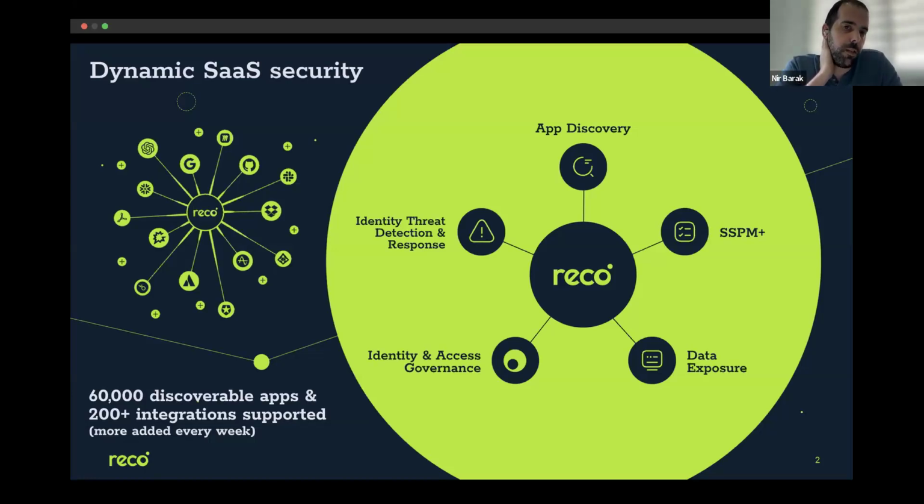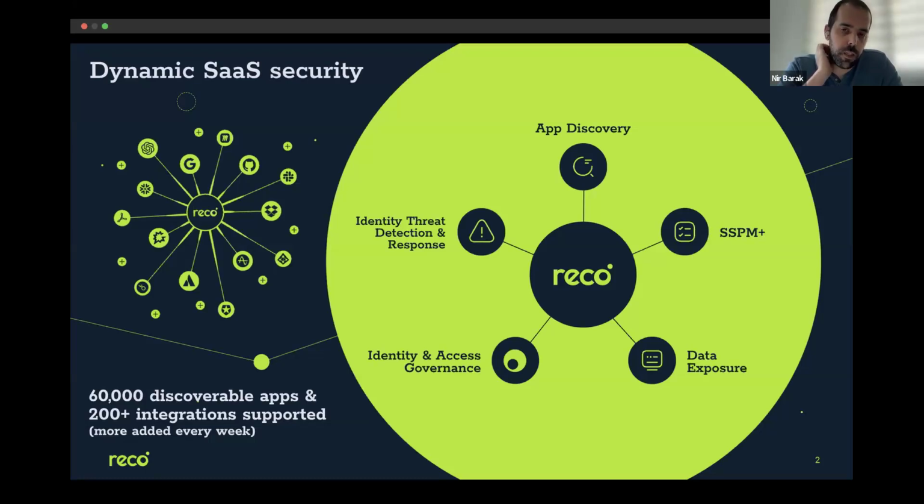That means we can actually connect via API to these applications and fetch audit logs and emails and events that happen in real time. And in general, we can discover over 60,000 applications. That number keeps growing every day. And we do a suite of solutions.